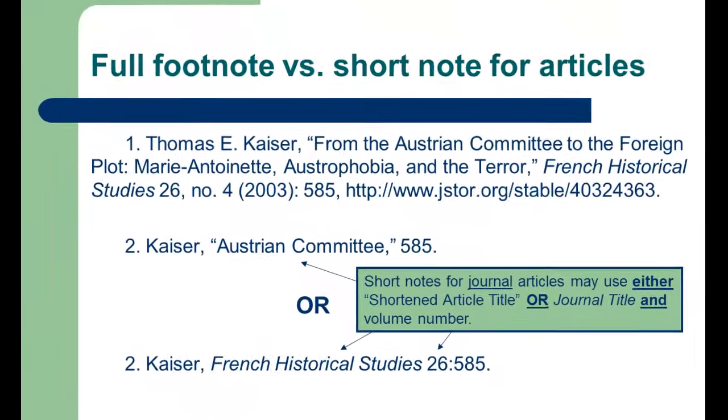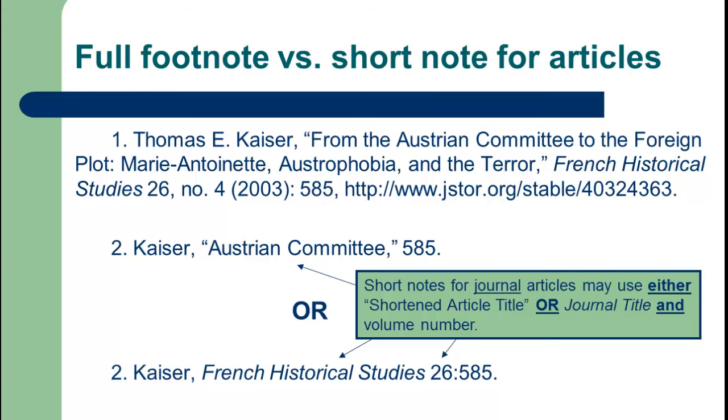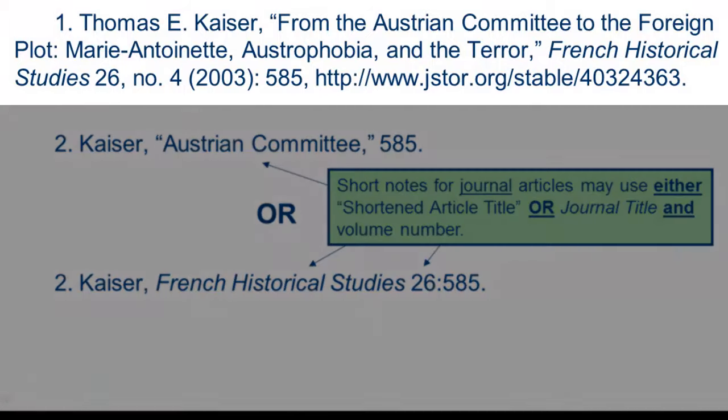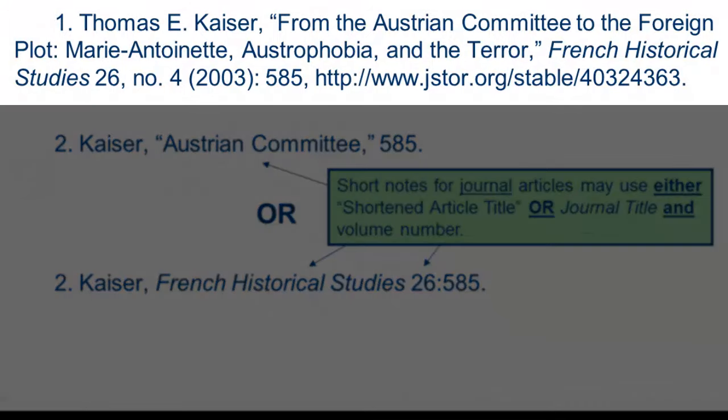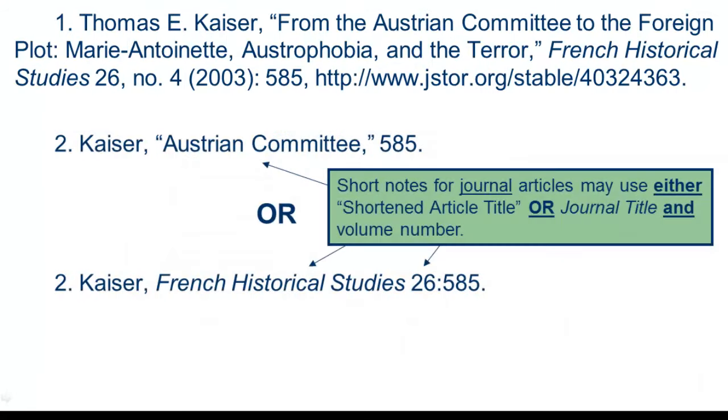When you're doing articles, they are slightly different and you have some choices. So you can see the number 1 on this list is a full footnote for a journal article that was found through JSTOR. The short note, if you choose to use a short note for your article, you have a choice. Just like the book, you still have to do the author's last name, so we start with Kaiser. And then you can choose either to do a shortened title, like the book. In this case, because it's an article, it has to be in quotation marks.